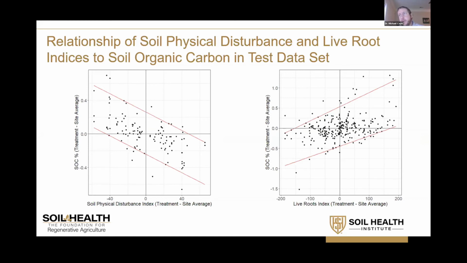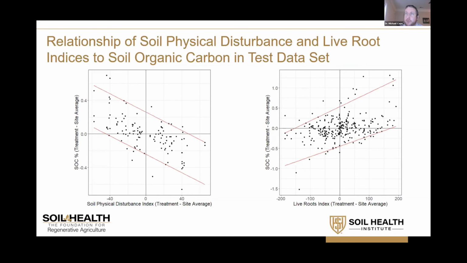So for example, when we see 0.4% on the y-axis, that indicates 0.4% more carbon in the treatment than the site average. Similarly, on the x-axis, a soil physical disturbance index of -40 indicates the treatment physical disturbance index is 40 less than the site average. And these two red lines make an interval or a band where 90% of our points fall. And what we see are pretty strong trends or relationships between the indices and organic carbon.